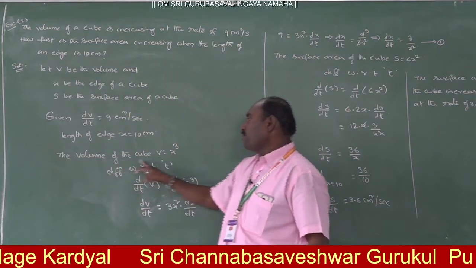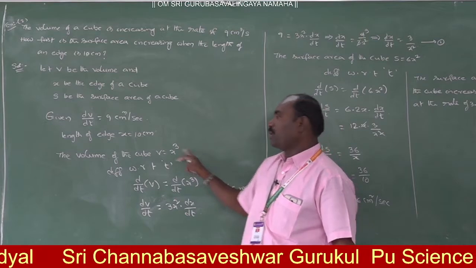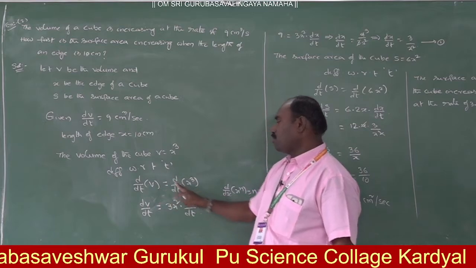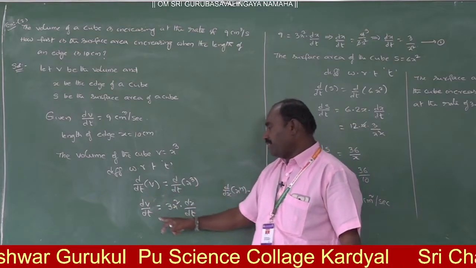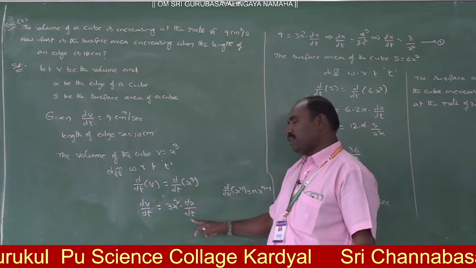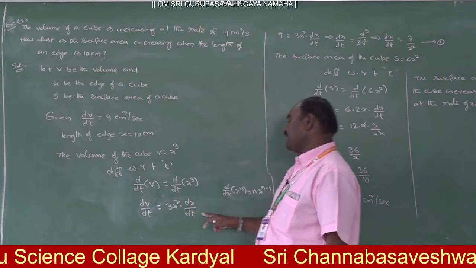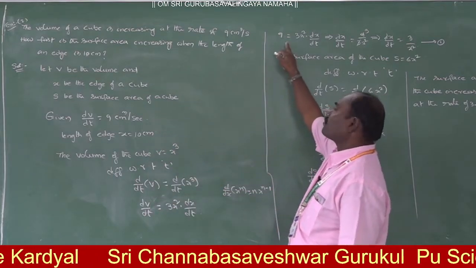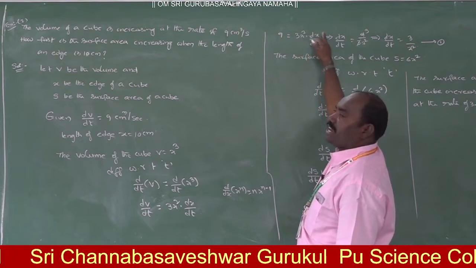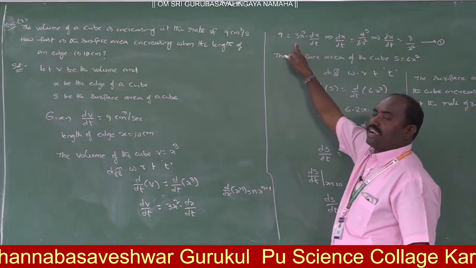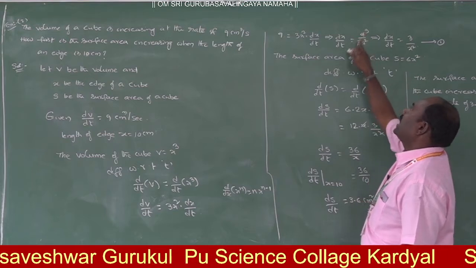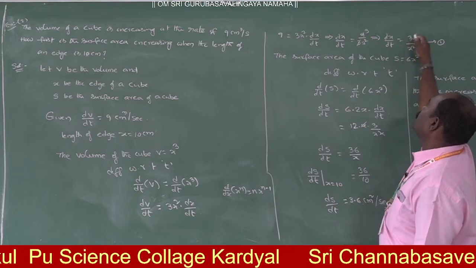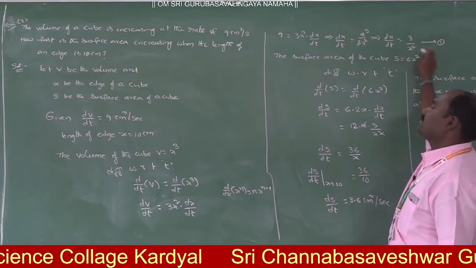Here the volume of the cube V equals x cube. Differentiating with respect to t, d by dt of V equals d by dt of x cube. dV by dt equals 3x square into dx by dt. Here we have to find the value of dx by dt. dV by dt equals 9, so 9 equals 3x square into dx by dt. So dx by dt equals 9 by 3x square. 3 ones are 3 and 3 threes are 9, cancelled. That value dx by dt equals 3 by x square. This is equation 1.